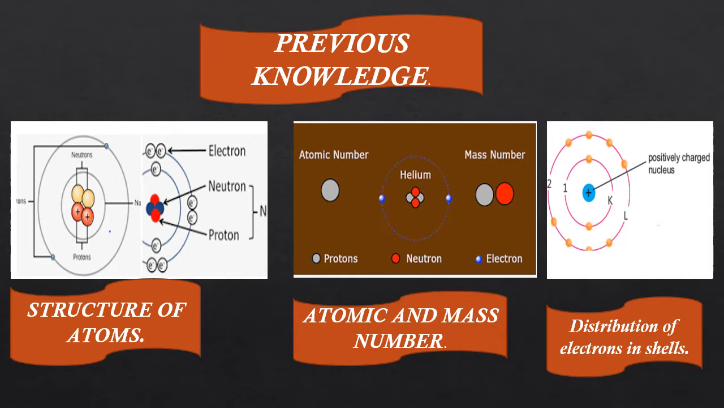Previous knowledge. Before proceeding to our today's lesson, let's have a quick recap of our previous knowledge. As we have learned in the previous lesson about the structure of an atom, an atom is composed of electrons, protons and neutrons. And what are atoms? Atom is the smallest particle of matter. As I have told you, an atom is made of electron, proton and neutron.